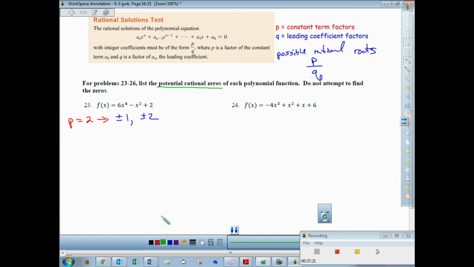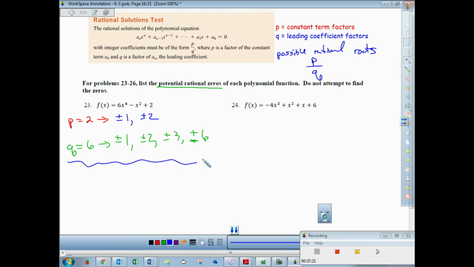Who's my Q value? It's the leading coefficient. Who's my leading coefficient? 6, right? I need all the factors of 6. So that implies I would definitely have plus or minus 1, right? Does 2 go into 6 evenly? So plus or minus 2. Does 3 go into 6 evenly? Yep. 4? Nope. 5? Nope. 6? Yes. So let me write this correctly first. Plus or minus 3 and plus or minus 6. Okay. That's it, right?